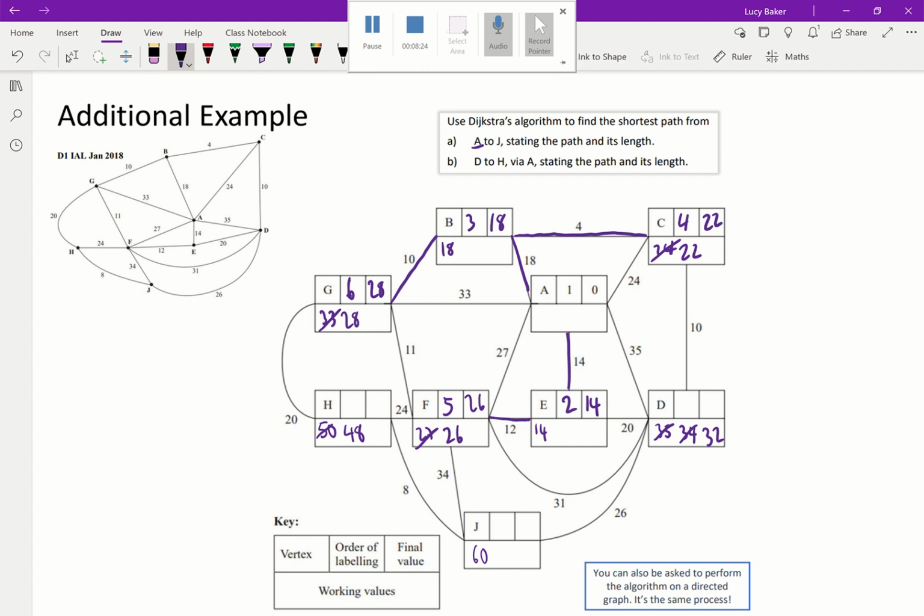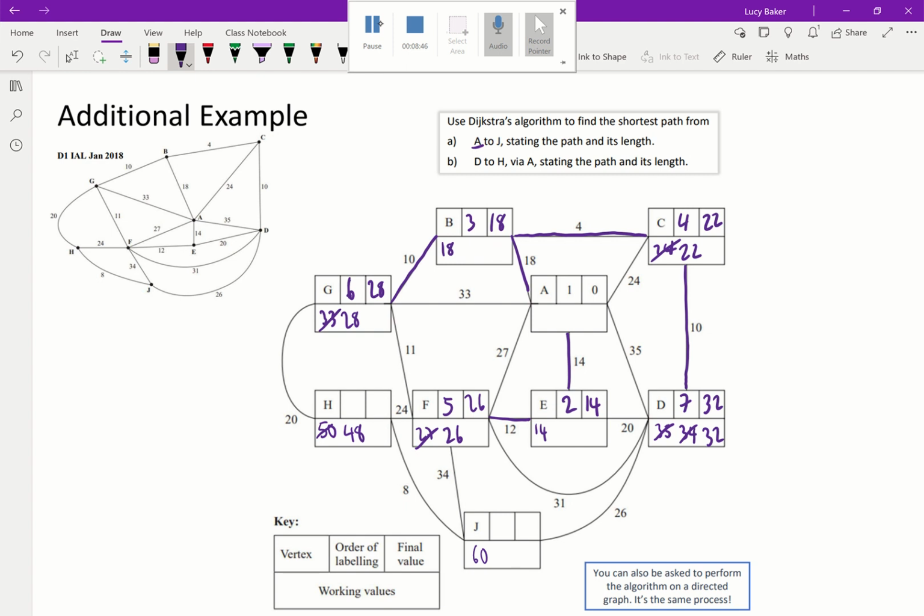So now I'm looking at H, D and J and seeing which is closest, which is going to be the next one, and it's going to be D. D is going to be number 7, and I can get there in a distance of 32. So that's by travelling down this arc over here, going from C to D, which has a distance of 10. So 22 plus 10 gives you your 32.